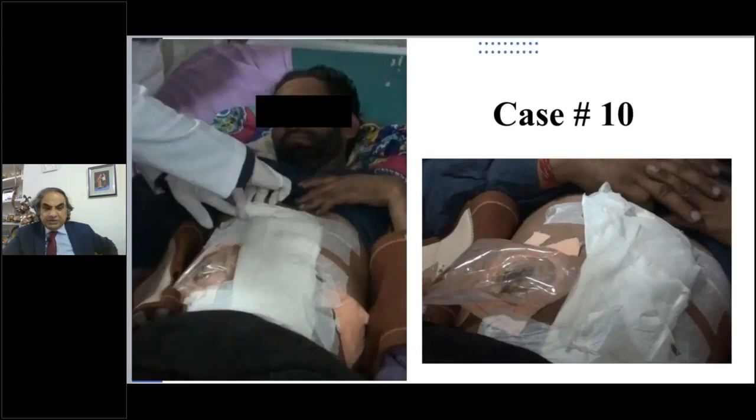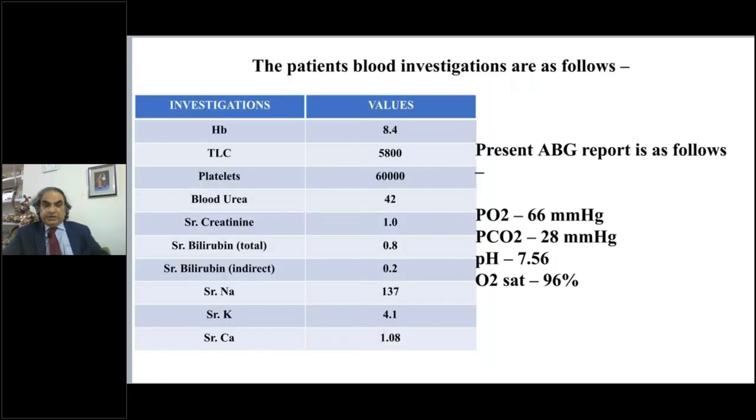So the investigations are shown. So what is it that we can do? A second possibility is a low platelet count. So maybe the patient developed DIC, causing embolism and causing the ischemia.